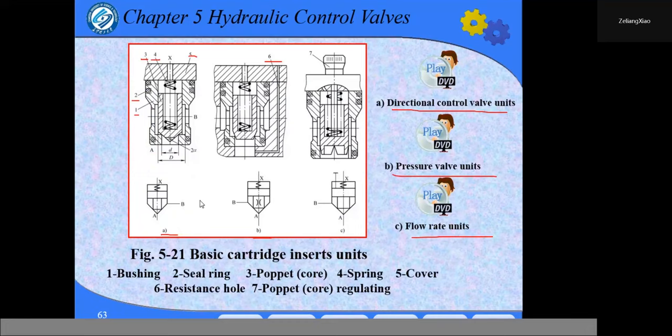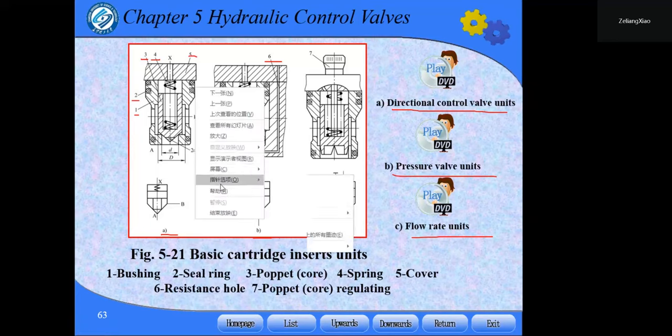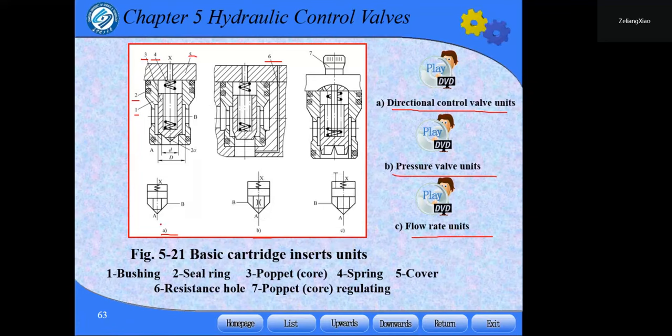You can see this picture. This is A, and this is B. A, B, and X. Diameter B is here, diameter A is here, and the X is here, our diameter.